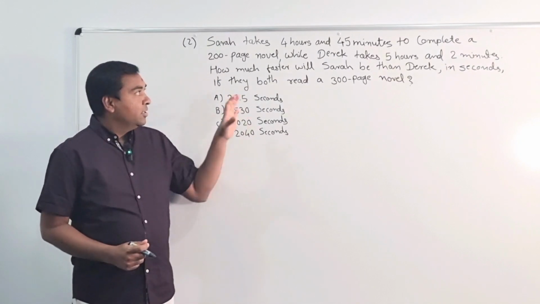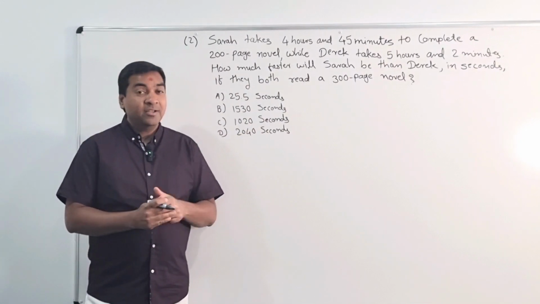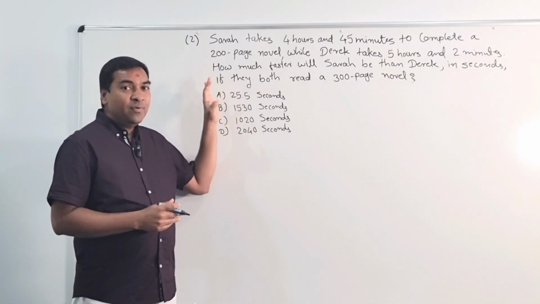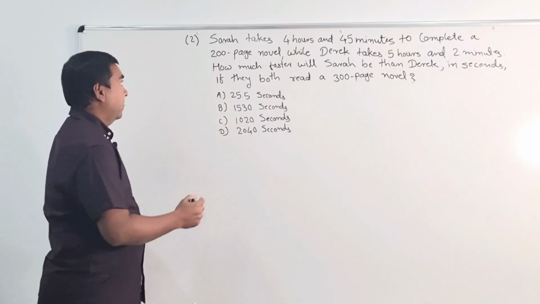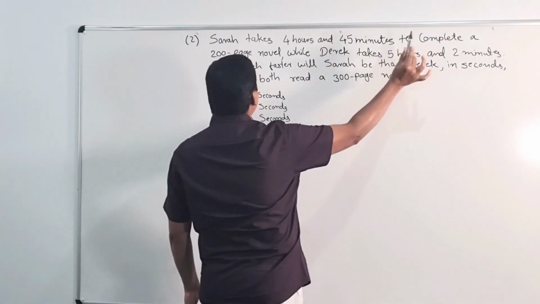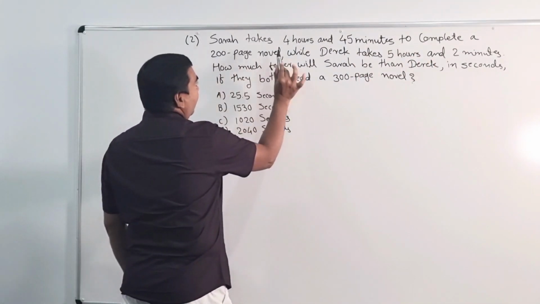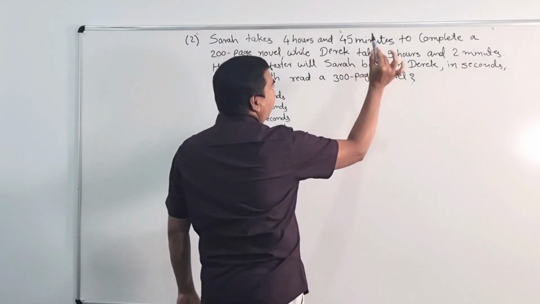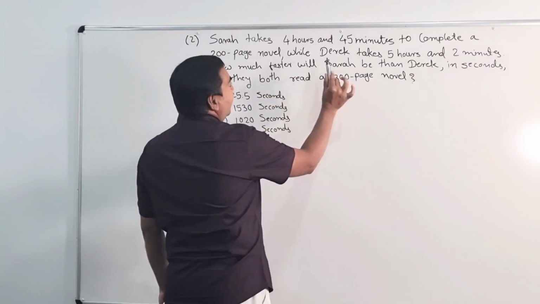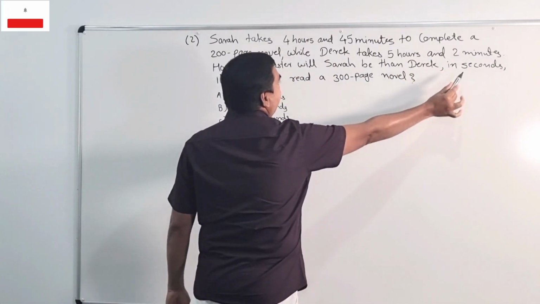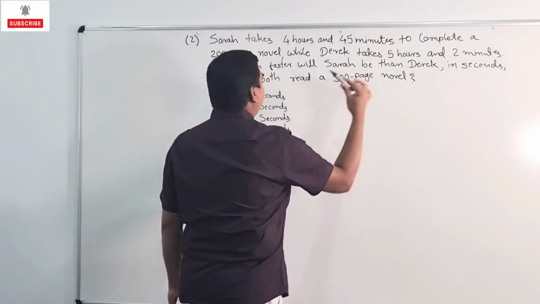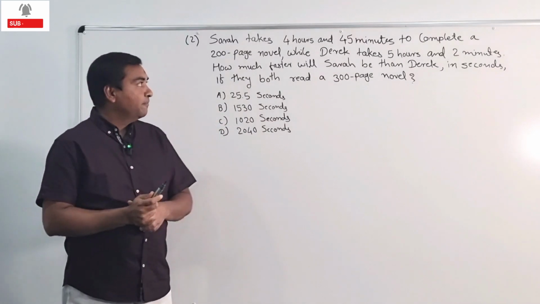Question number 2. This question is based on times, and this is really a good question, guys. So we are going to go slow, understand every part, and do it very systematically. So the question is, Sarah takes 4 hours and 45 minutes to complete a 200-page novel, while Derek takes 5 hours and 2 minutes. How much faster will Sarah be than Derek in seconds if they both read a 300-page novel? And we have got 4 answers as well.